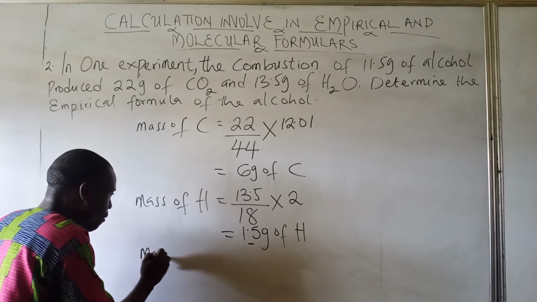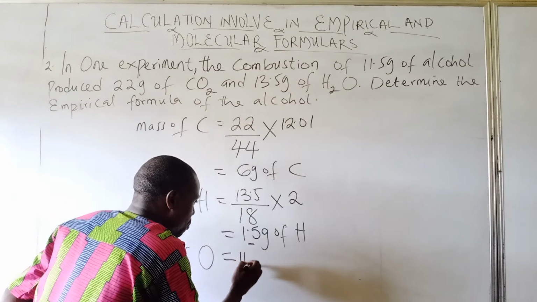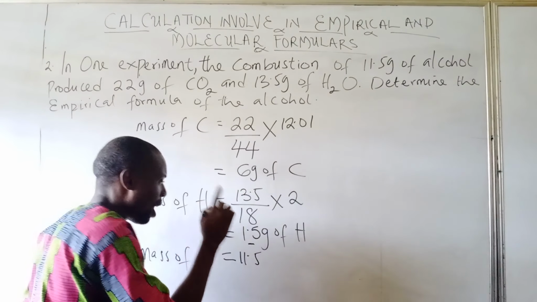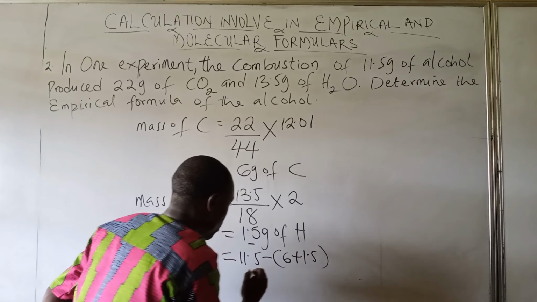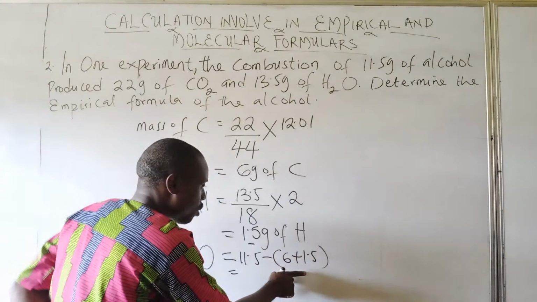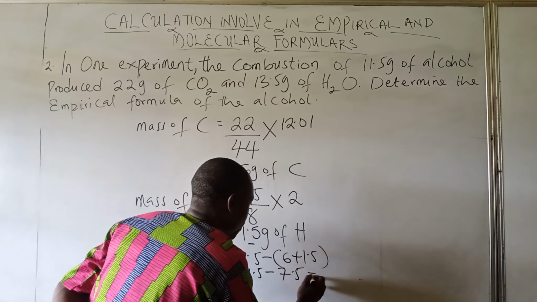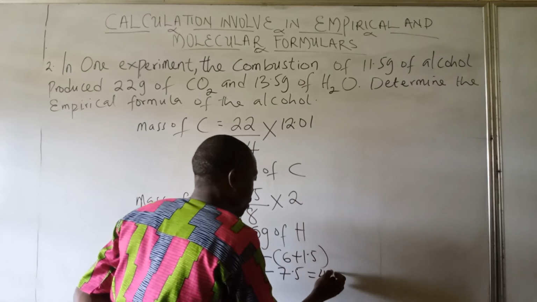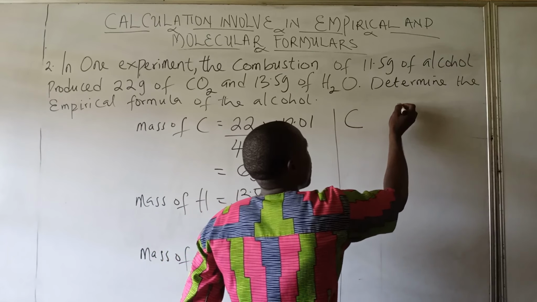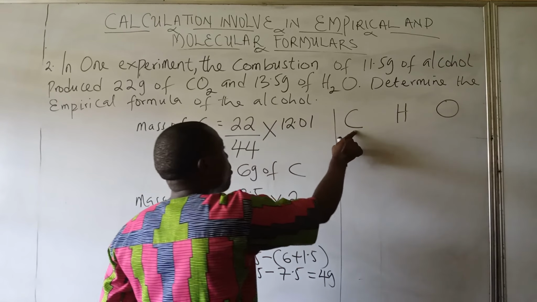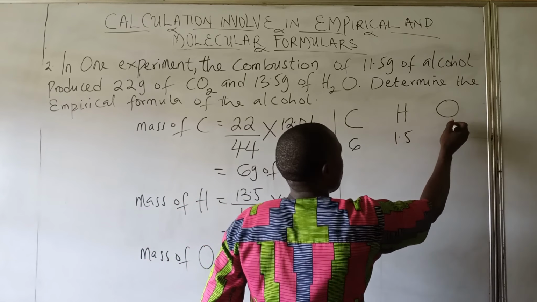So the mass of oxygen is now equal to 11.5, which is the total mass of the alcohol, minus the bracket 6 plus 1.5 all together. So here gives me 7.5. 11.5 minus 7.5 should give me 4 grams. So we come here to say carbon, hydrogen, and oxygen. The carbon was given to me to be 6 grams, hydrogen 1.5, oxygen 4.